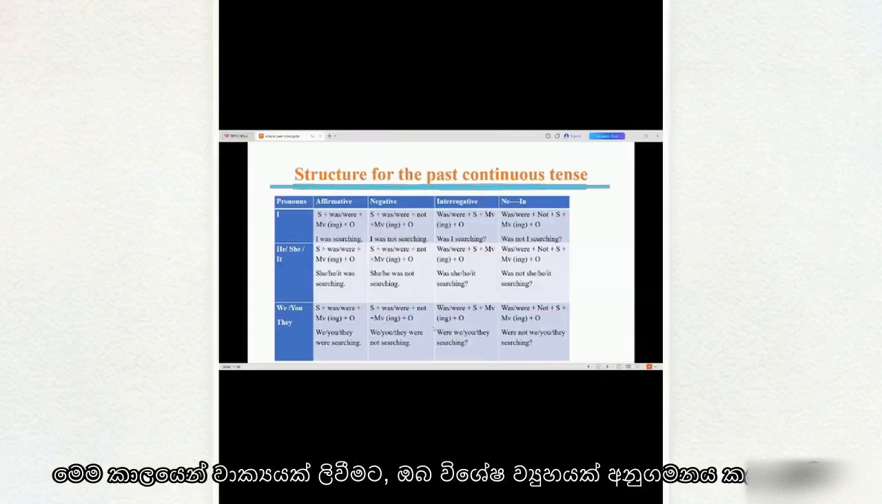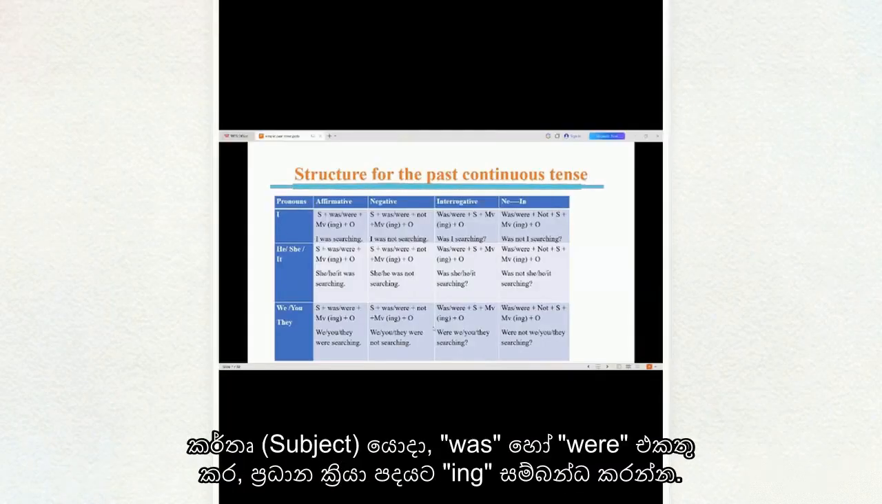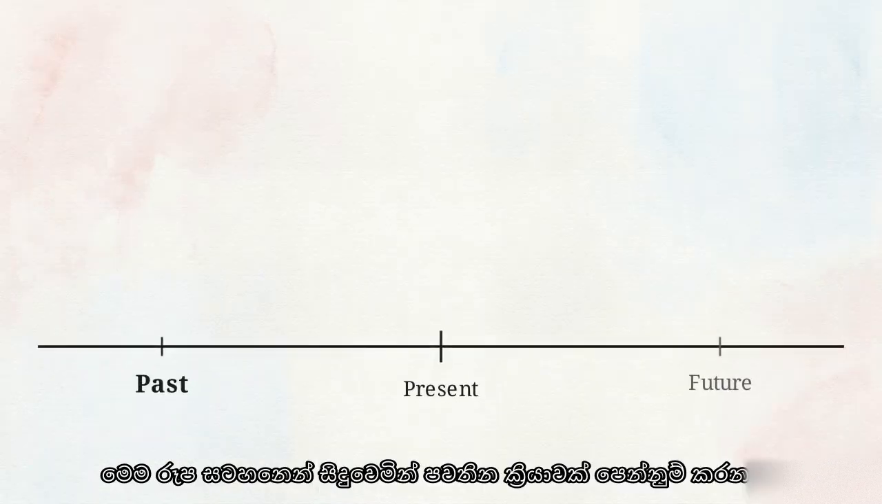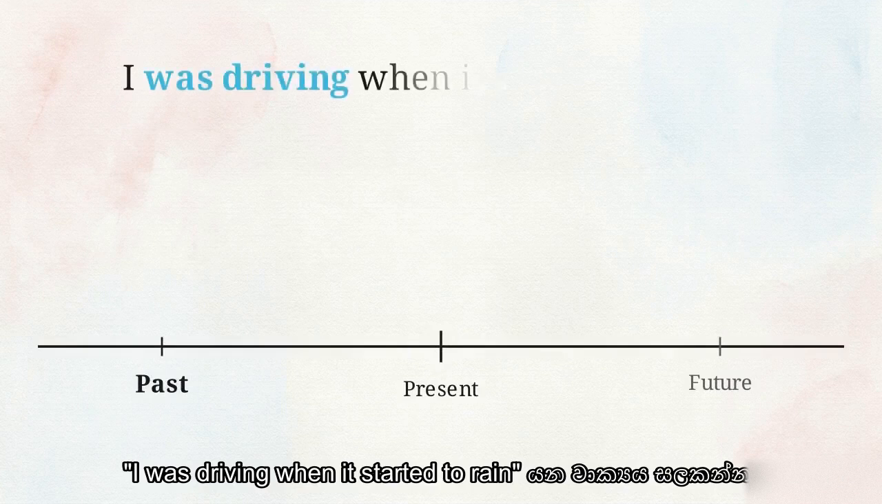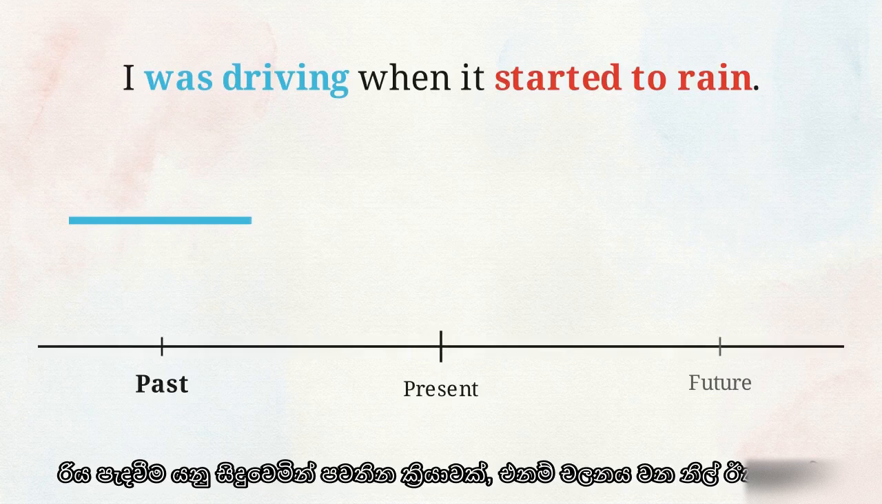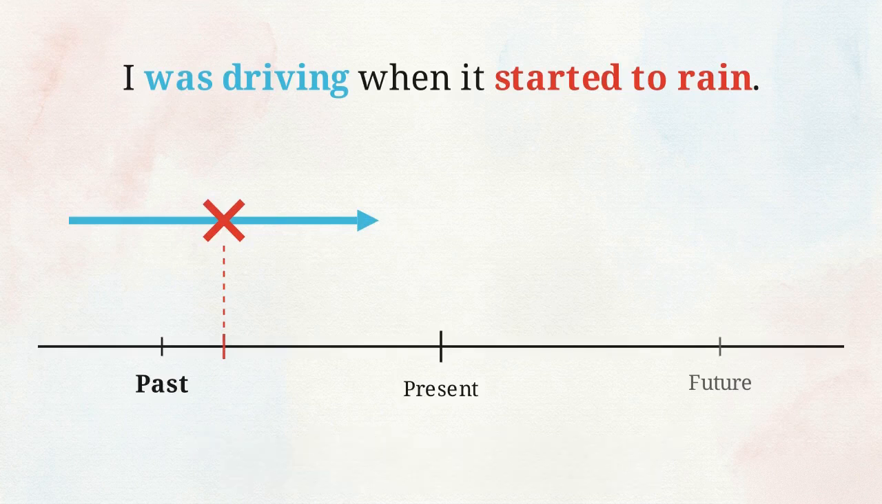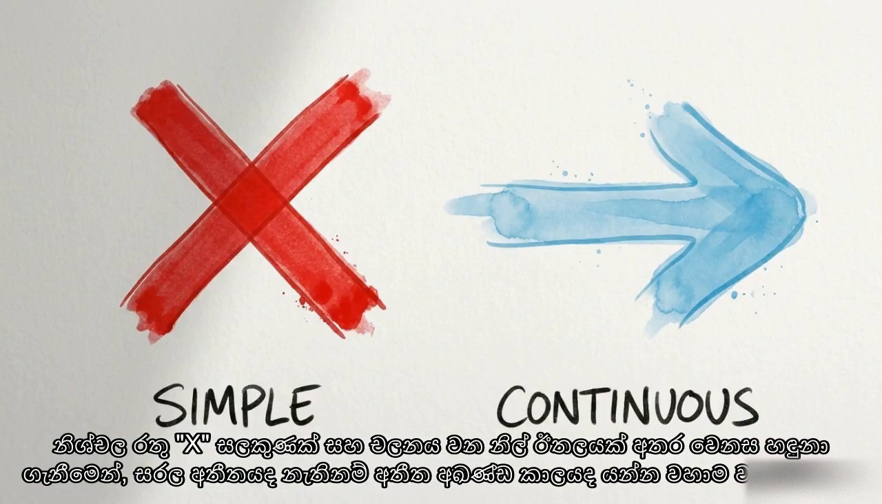To write a sentence in this tense, you follow a specific structure. You use your subject, add the word was or were, and attach an ing to your main verb. This diagram shows an ongoing action. Take the sentence, I was driving when it started to rain. The driving is an ongoing process, a moving blue arrow. The rain is a specific point that interrupts it, a red X in the middle of that arrow. Distinguishing between a static red X and a moving blue arrow immediately reveals whether to use the simple or continuous past tense.